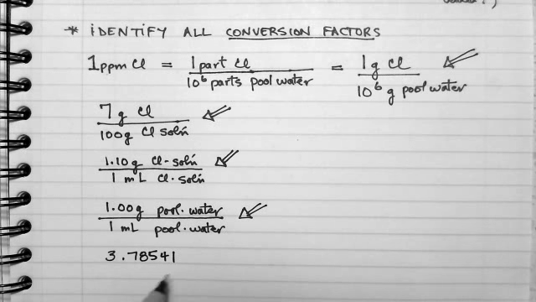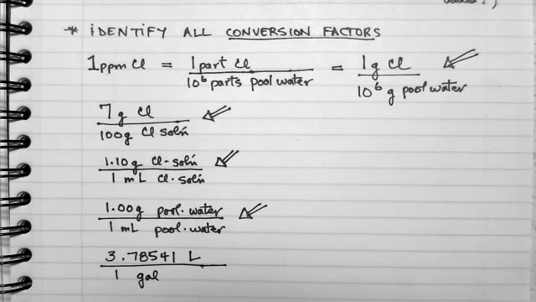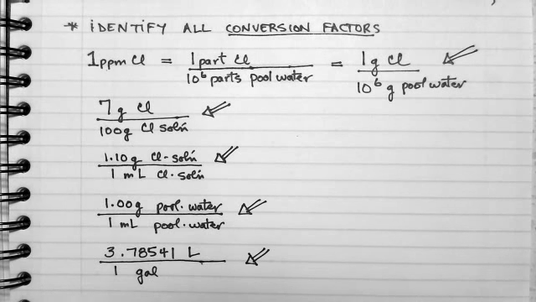3.78541. We'll take it right out of a table. Liters in a gallon. Now we'll further qualify that when we get to it, but I have a feeling it's going to be pool water, pool water. Okay, so there's another conversion factor right there. Okay, so let's review our conversion factors here.